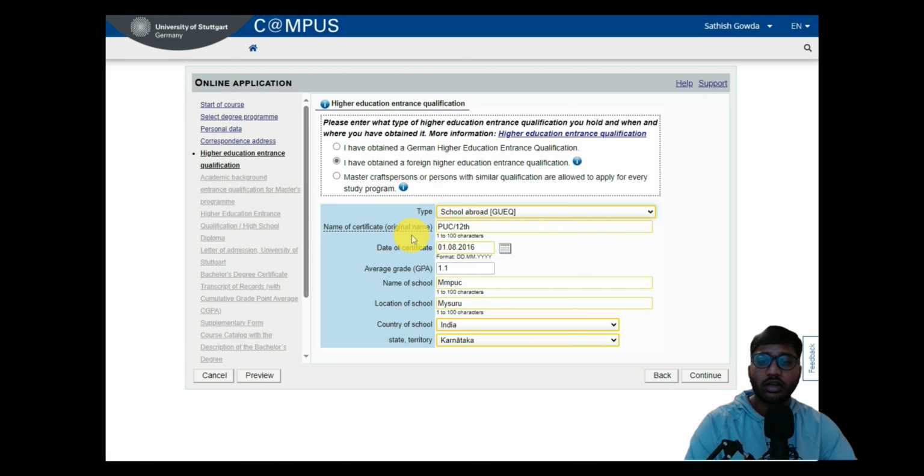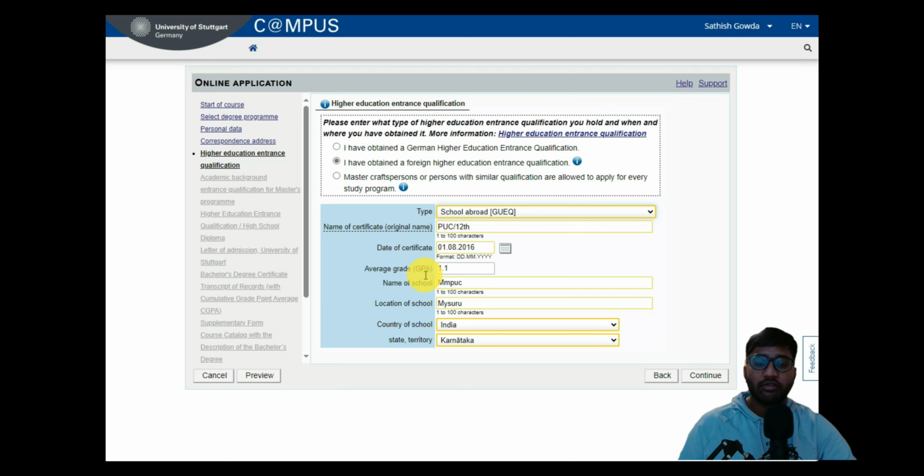Then the name of the certificate which I got awarded was Pre-University College. So for you guys, if it is 12th and the name of the certificate is different, please look at the certificate which you got after you finished your 12th. Please fill in the details that they have mentioned there. Then the date of certificate will be the date mentioned in the certificate.